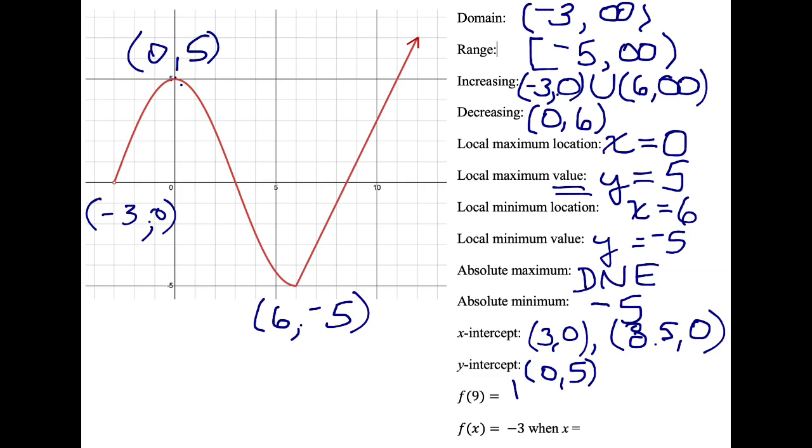This bottom one then is asking the opposite question. This says f of x equals -3. So this is y equals -3. When y is -3, what's x is the question that we're asking here. So I'm going to look for x values on the graph when y is -3. Here's one. When y is negative 3, x is 7.